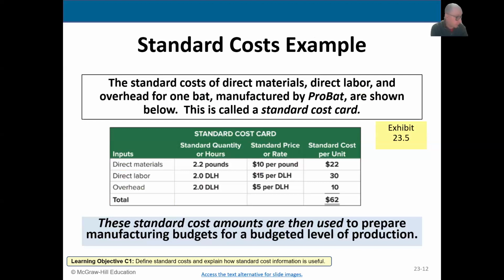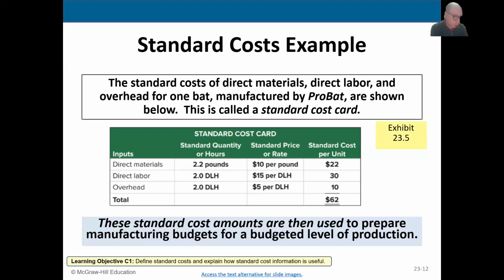What about labor? On average, it takes my employees 2 hours to produce one baseball bat, and I pay my employees on average $15 per hour. This means I would have a direct labor cost of $30 per baseball bat. 15 times 2, yeah.